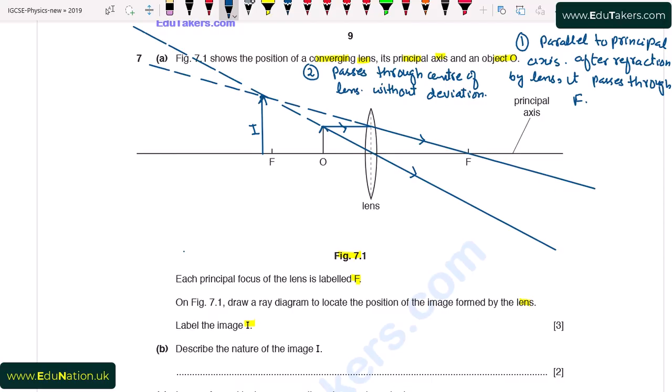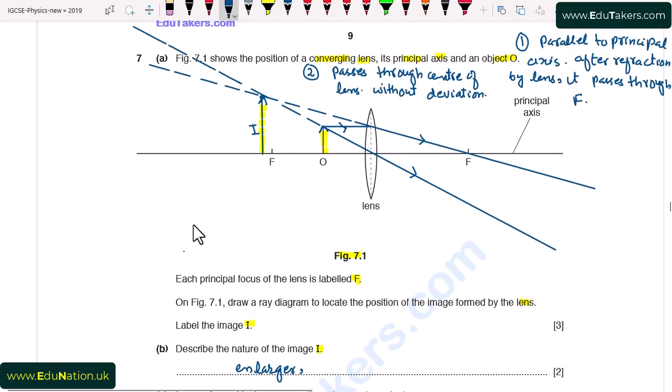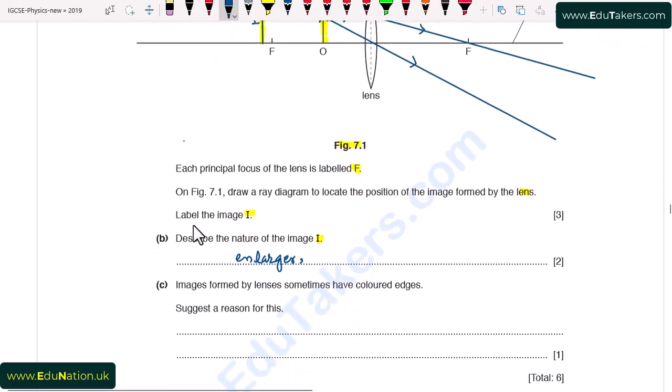Part B. Describe the nature of the image I. Now we also have to describe the nature of this image. First of all, we can see that the height of the image is larger as compared to the object. So that's why this image would be enlarged. I write here enlarged. Second, we can see that this image is upright. It means it is straight. So I will write here upright.